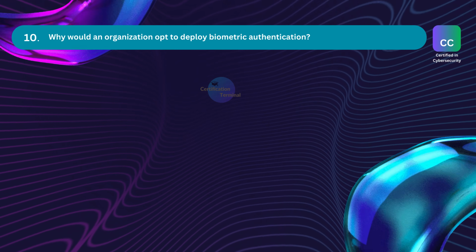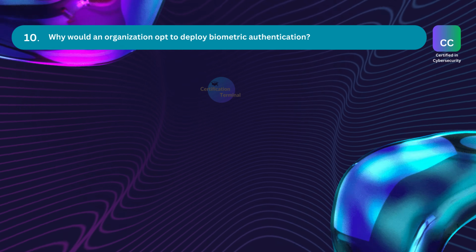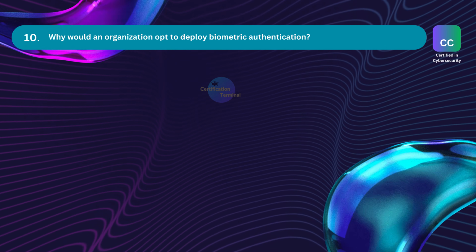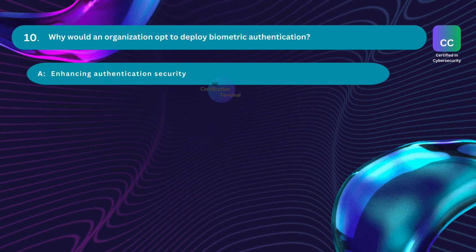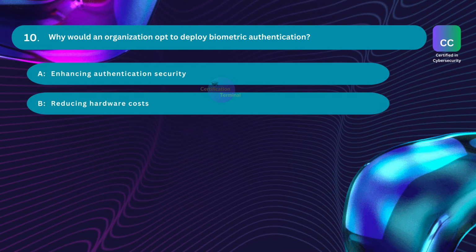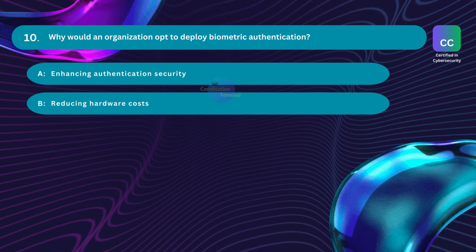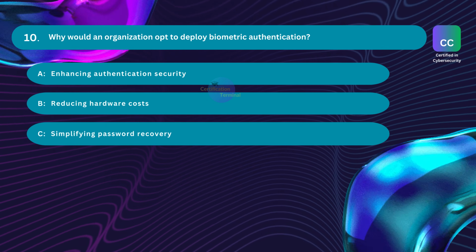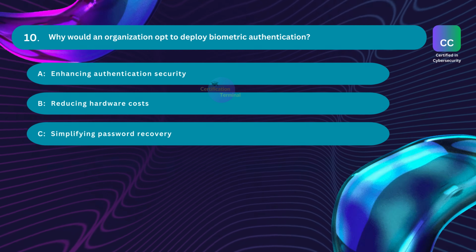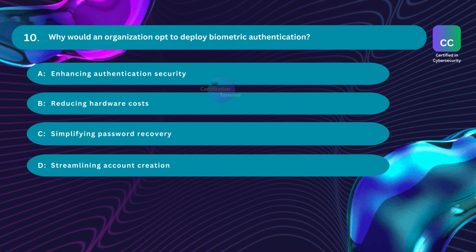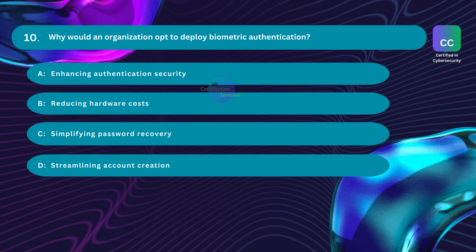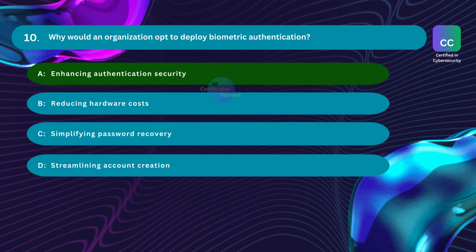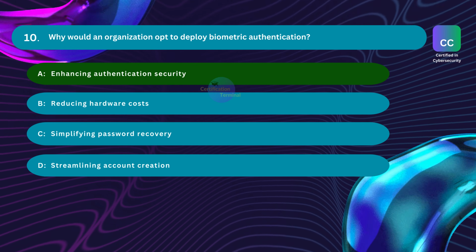Question number 10. Why would an organization opt to deploy biometric authentication? Option A, enhancing authentication security. Option B, reducing hardware costs. Option C, simplifying password recovery. Option D, streamlining account creation. The correct answer is Option A, enhancing authentication security.